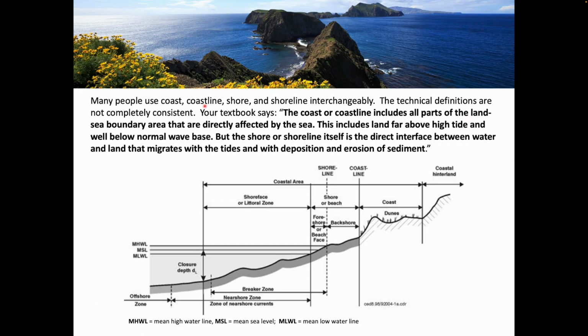Many people use the words coast, coastline, shore, and shoreline more or less interchangeably. The technical definitions are not consistent. If you look between different textbooks, different dictionaries, different resources, you'll probably find different definitions. The textbook we use for this course defines the coast or coastline as including all parts of the land to sea boundary area that are directly affected by the sea. This includes land far above high tide and well below normal wave base.